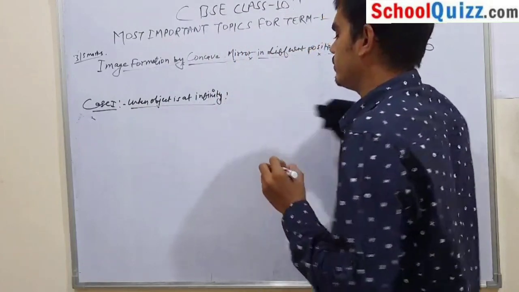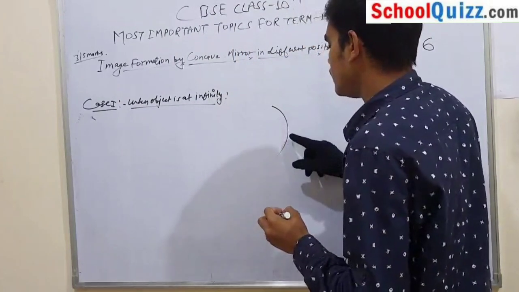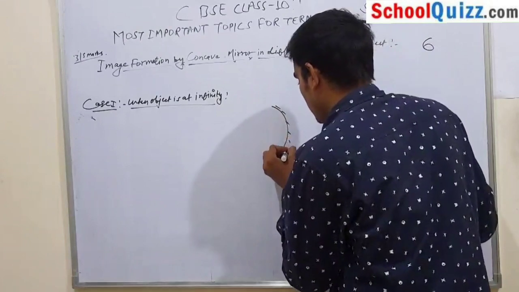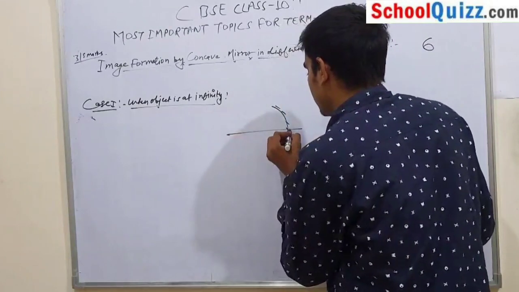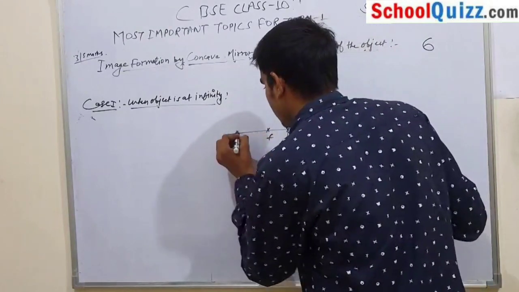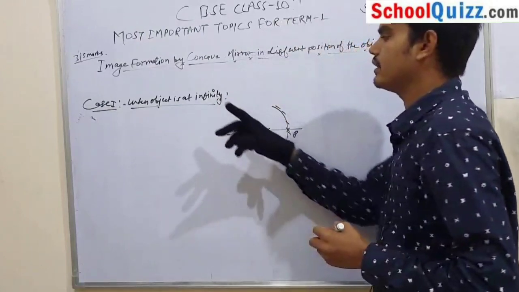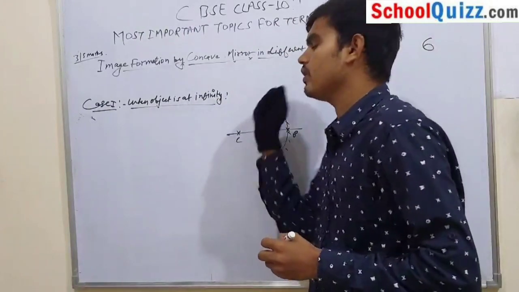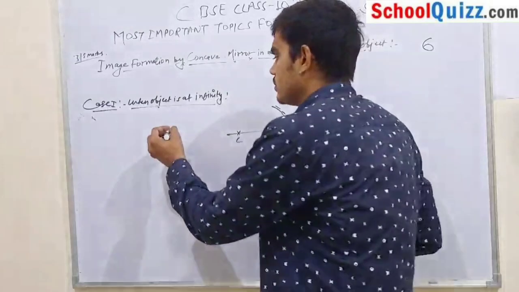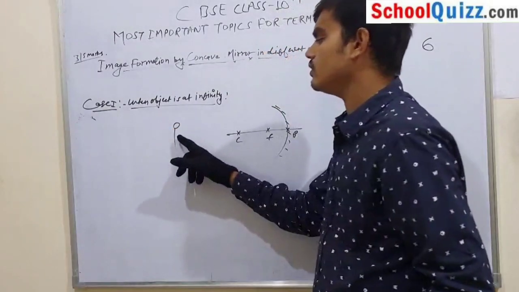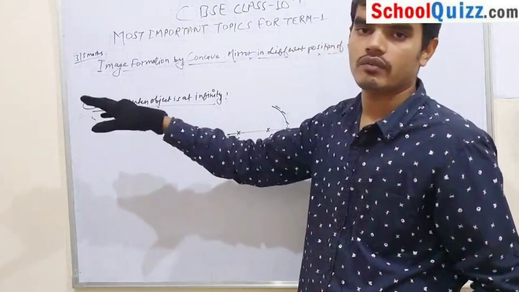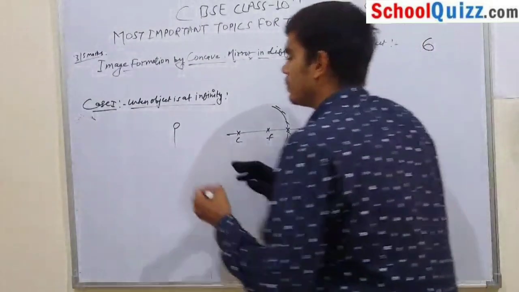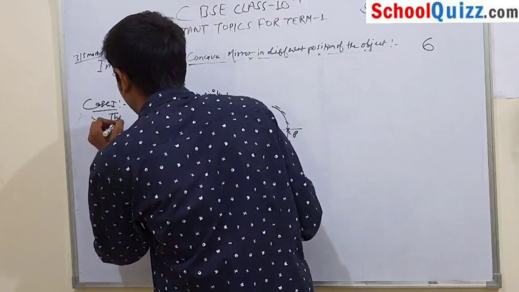When the object is at infinity, this is our concave mirror, and this is the pole, this is the focus, and this is the center of curvature. In case 1, we keep our object far away from the mirror. Suppose this is our object, which is far away from the mirror.